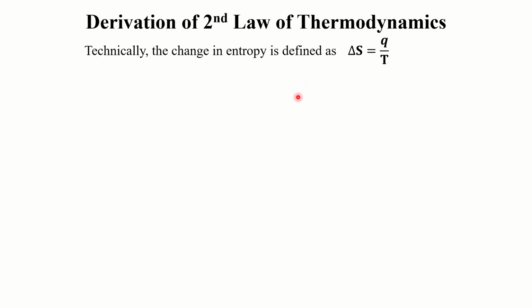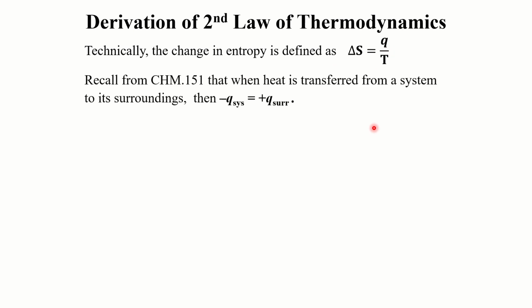All right, so let's look at where this derivation of the second law of thermodynamics comes from. Technically, the change in entropy is defined as delta S equals Q over T. Now recall that in Gen Chem 1, when heat is transferred from a system to its surroundings, then negative Q system equals positive Q surroundings. Now if T is greater than 0, we can safely say then that the change in entropy for the system is less than 0, right? Delta S system would be Q over T, and if Q is negative, then delta S must be negative.